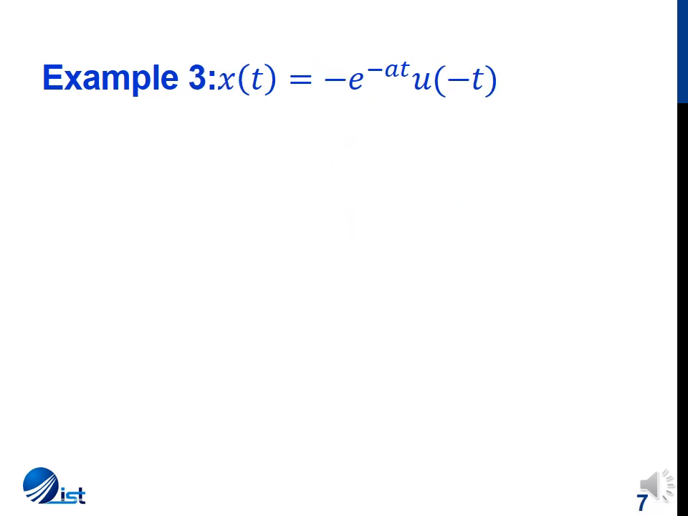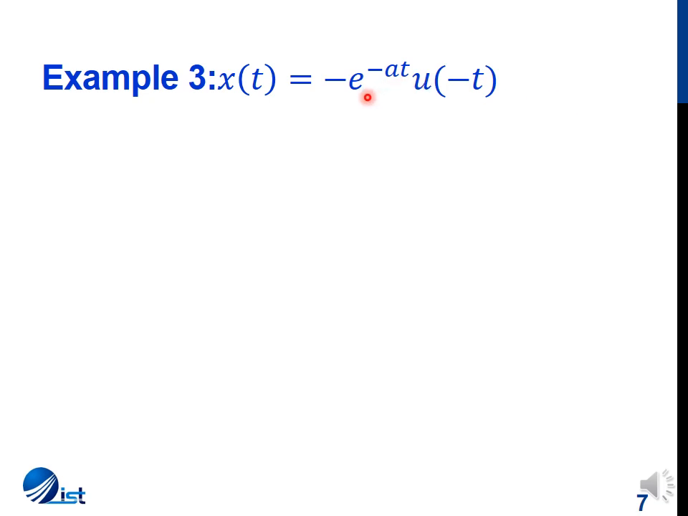Let's try to solve another example. This time our signal is e to the power minus at multiplied by u of minus t. Since this exponential is being multiplied by this unit step function, let's look at the unit step function first. Now u of minus t is a unit step function which is flipped along the time axis, which means that now it exists from the time t equals minus infinity to t equals 0, or along the negative time axis.